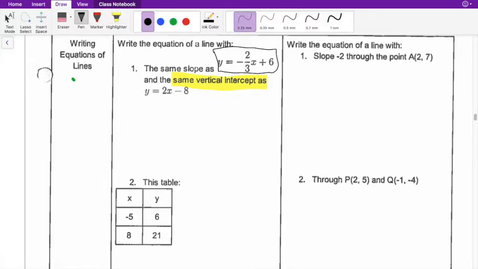Or in other terms, let's take away this line and just write y. So the same y-intercept, right? So all we're going to do is we're going to keep this part, and we're going to add that part. Okay? So that's going to equal y equals negative 2 over 3 x minus 8. And we are done. Okay.